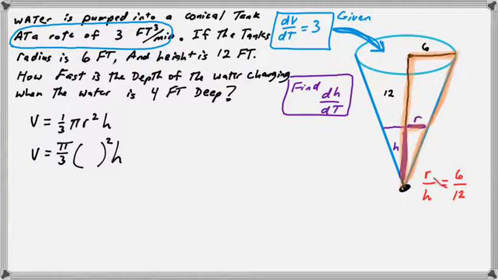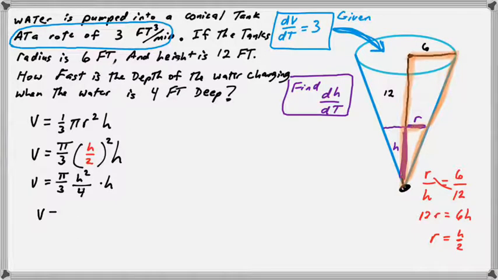Solve it for r. 12r equals 6h. r is going to equal 1/2 h. So I could replace the r with 1/2 h. When I square this, I have to square the h and the 2.